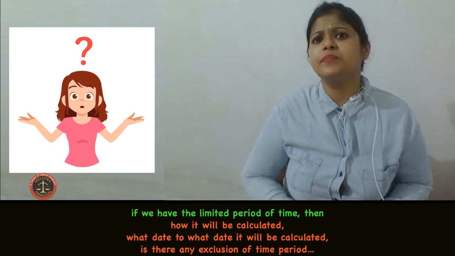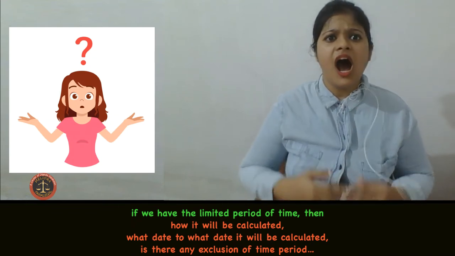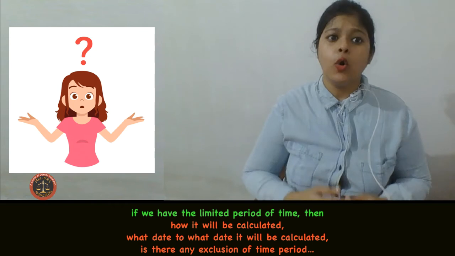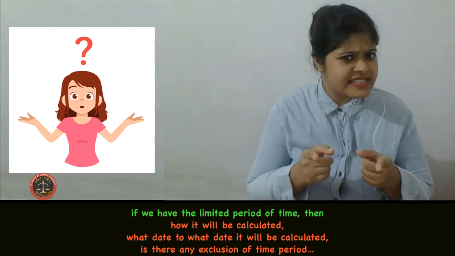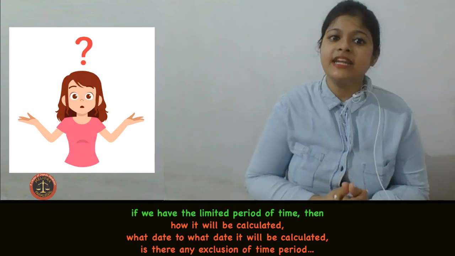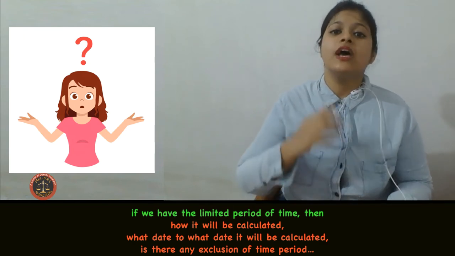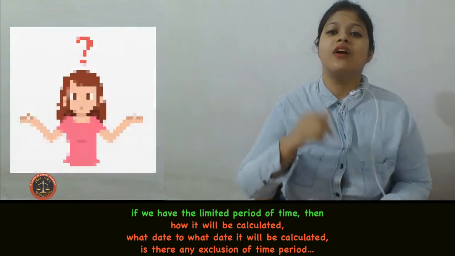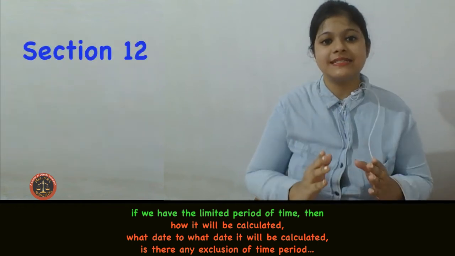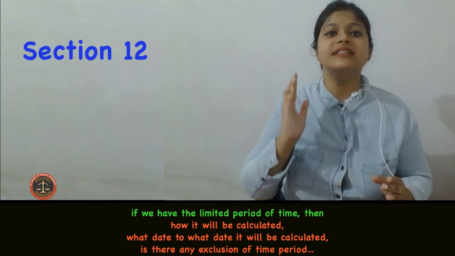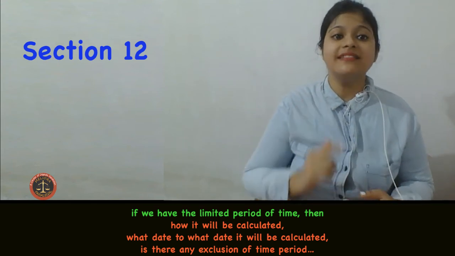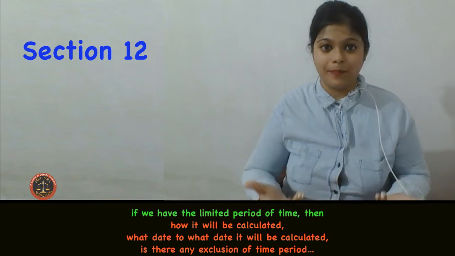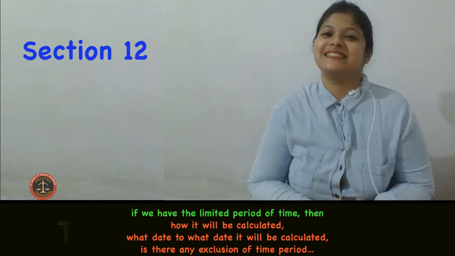Now the question is, if we have the limited period of time, then how will we calculate it? What date to what date will be calculated? Is there any exclusion of the time period? Then in order to get all these answers, we have to focus on section 12, which discusses the exclusion of the time period while calculating the time period to file the review, revision or appeal. So let's get started, guys.